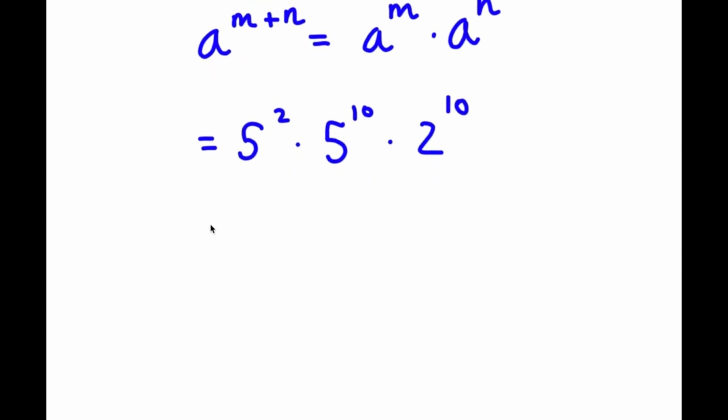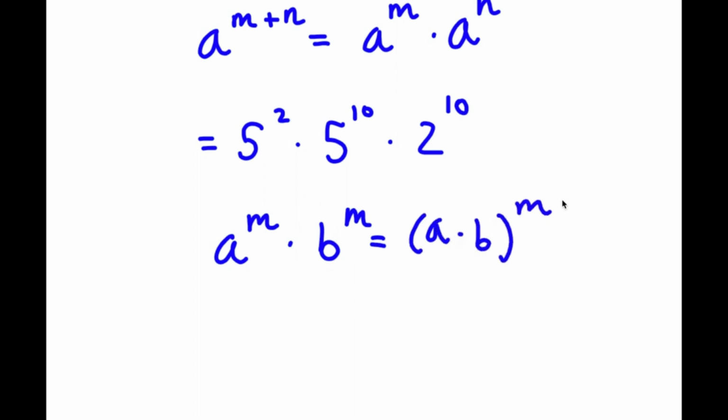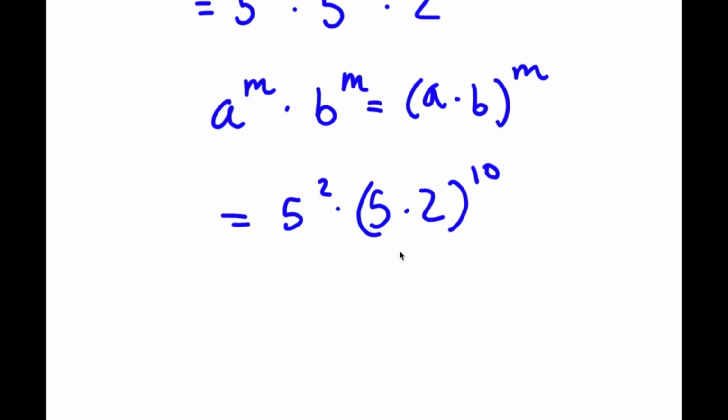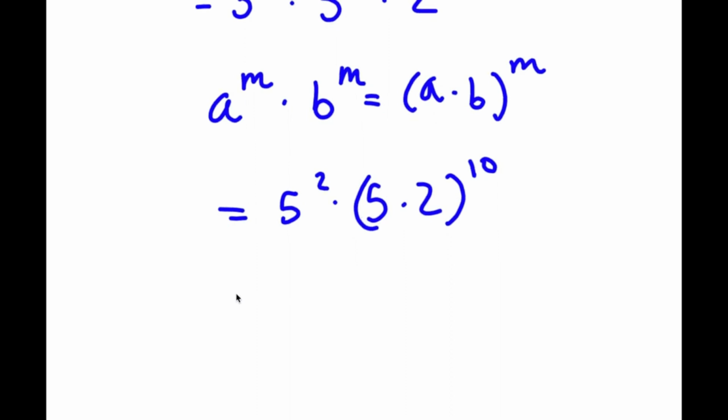So now, if I have something in the form a to the power of m times b to the power of m, this is equal to a times b to the power of m. So in this case, I have 5 to the power of 10 times 2 to the power of 10, and that's going to equal 5 times 2 to the power of 10. So 5 times 2 is simply equal to 10. So now I have 5 to the power of 2 times 10 to the power of 10.